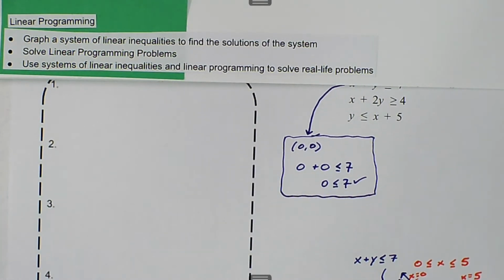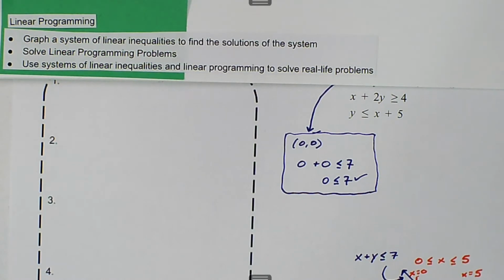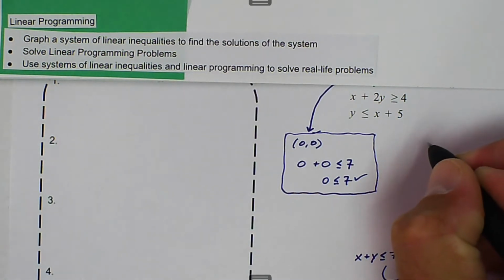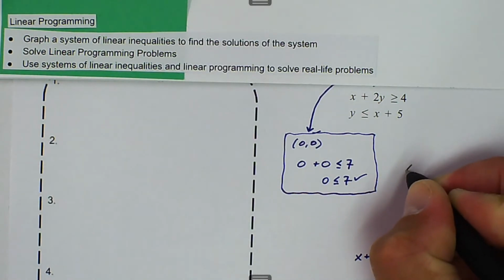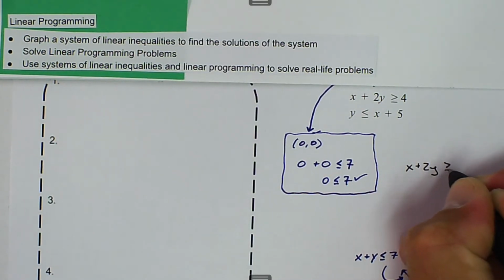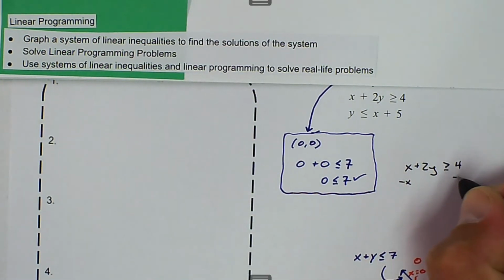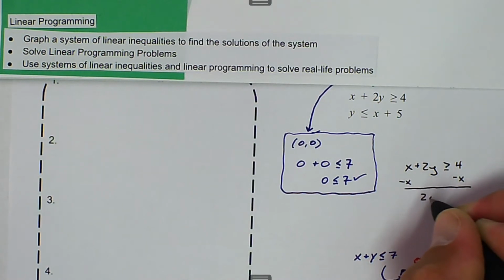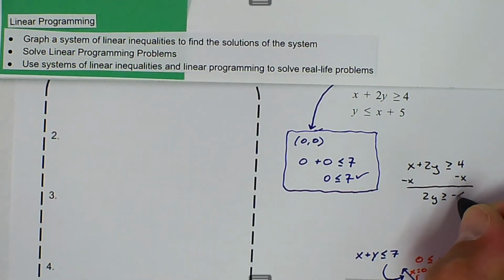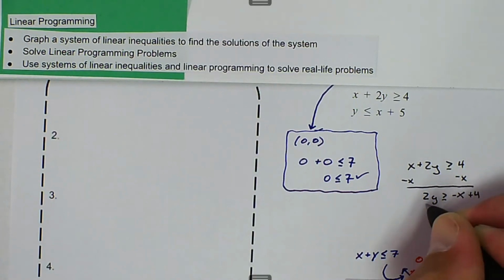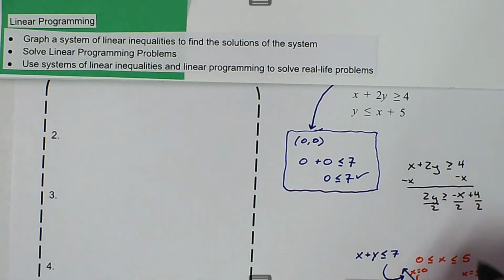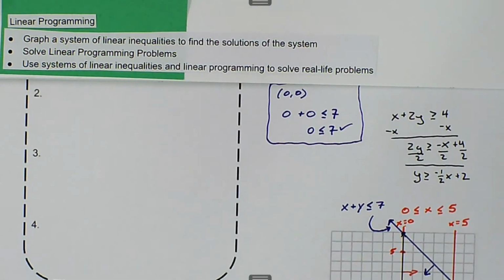The next one, x plus 2y is greater than or equal to 4. What we have to do there is get that in y equals mx plus b form. So we say x plus 2y is greater than or equal to 4, and we can subtract x from both sides. Then 2y is greater than or equal to negative x plus 4, divided by 2, and then we get y is greater than or equal to negative 1/2 x plus 2. Then we can graph that line.